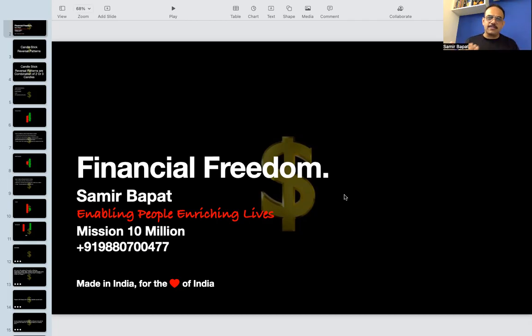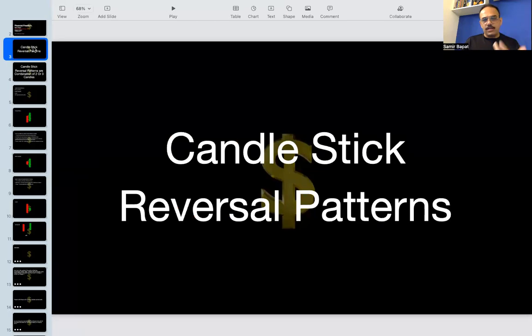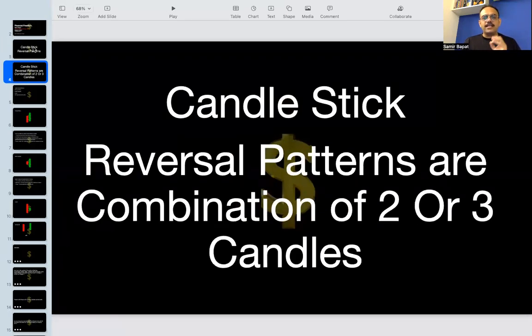There are other reversal patterns which take longer to form. Candlestick reversal patterns take a shorter time to form, typically to reverse the trend. So we are going to learn candlestick reversal patterns. Candlestick reversal patterns are a combination of two candles, right?